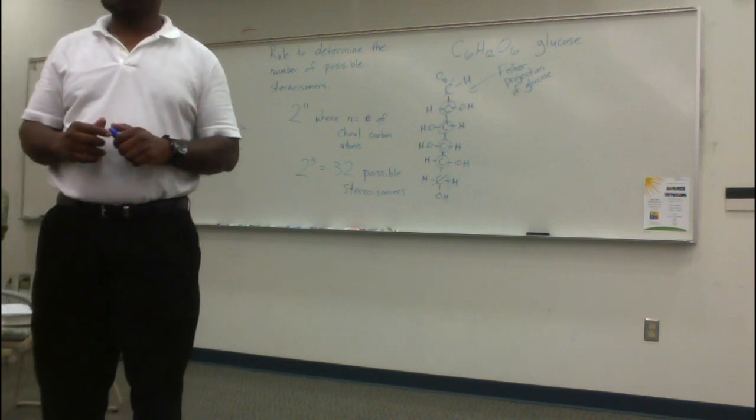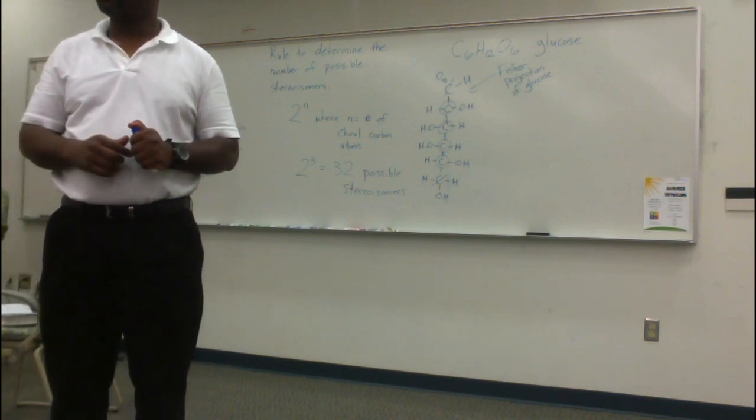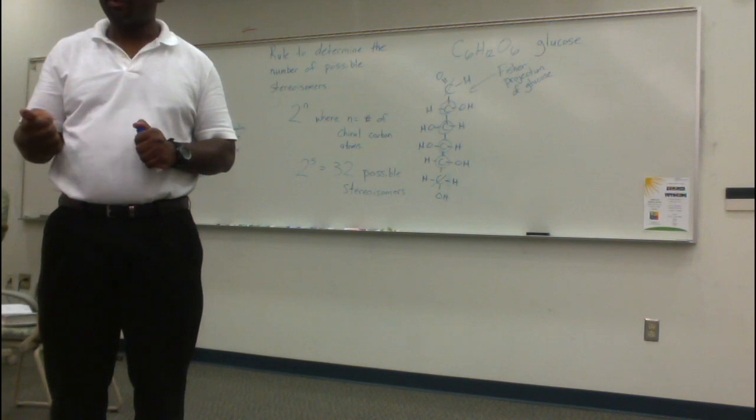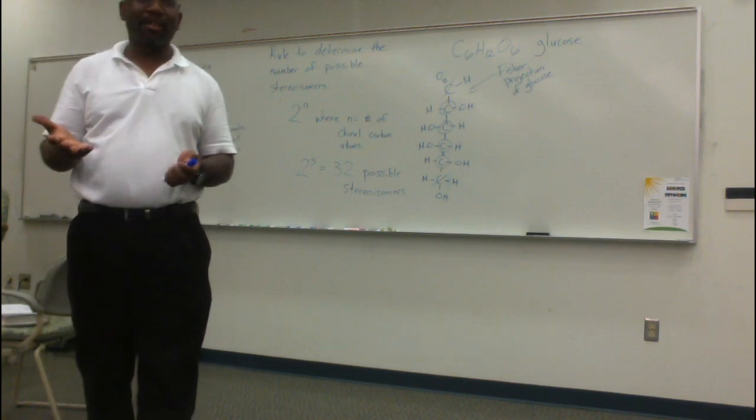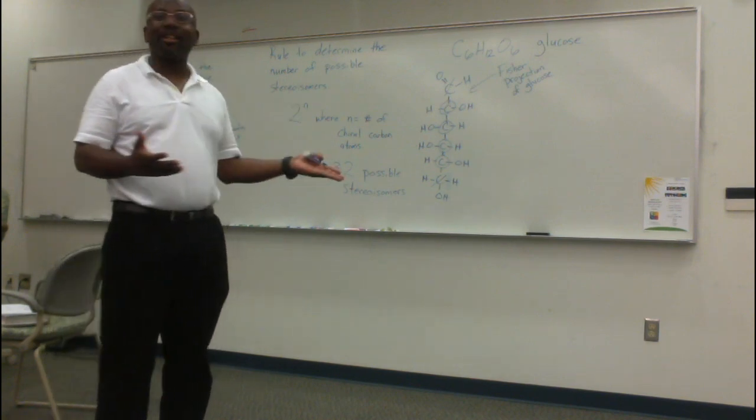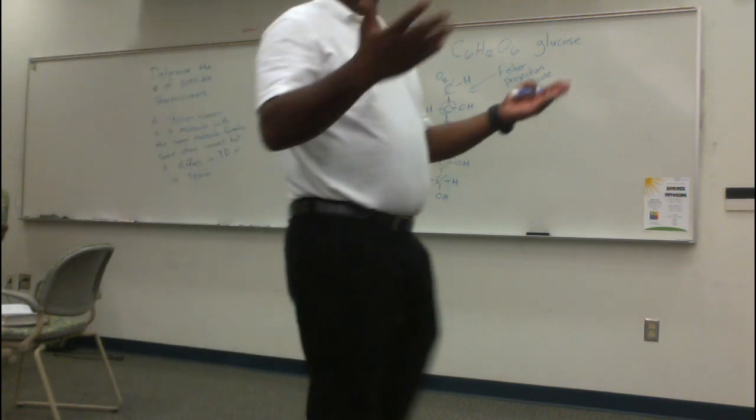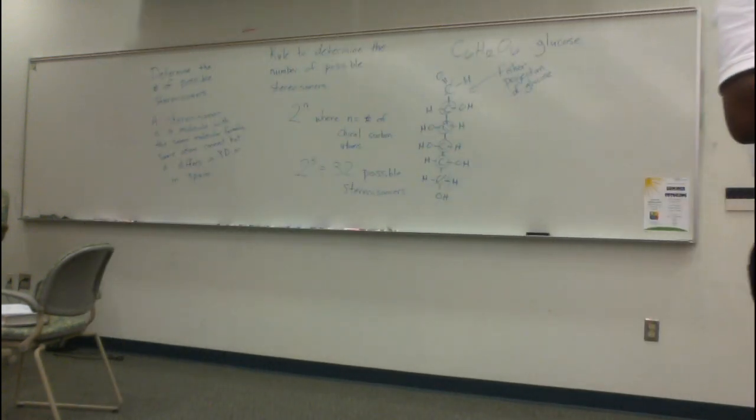How many possible stereoisomers? 2 to the 4, which is 16. But for biology, you should realize that the sugar glucose does not exist in the acyclic form; it exists predominantly in the cyclic form.